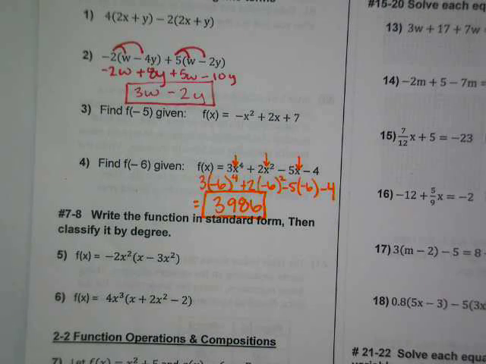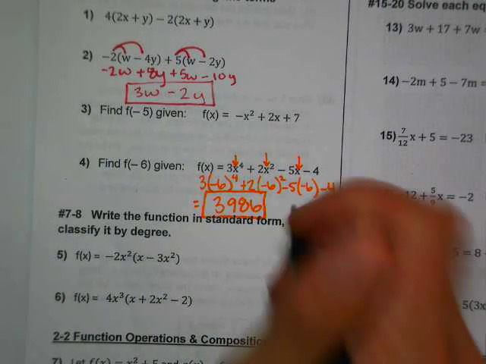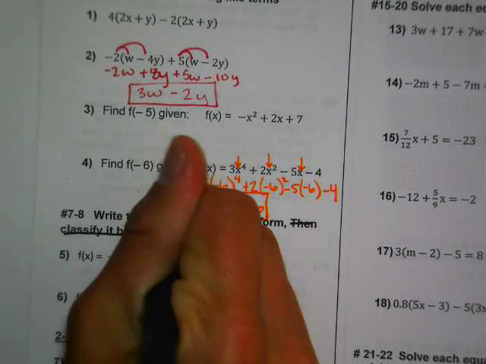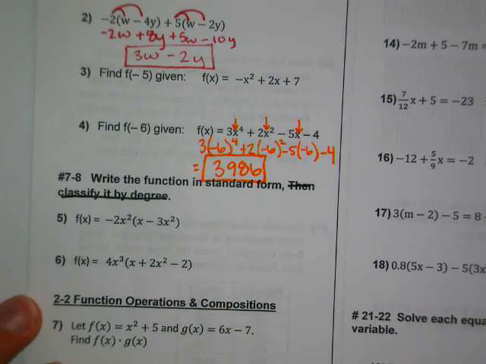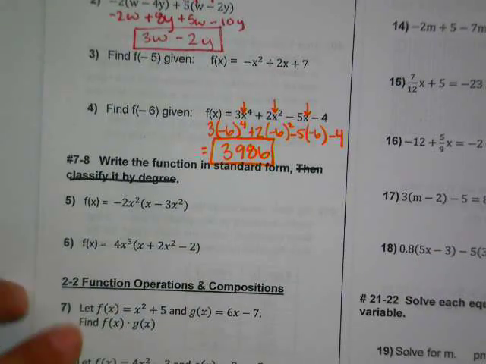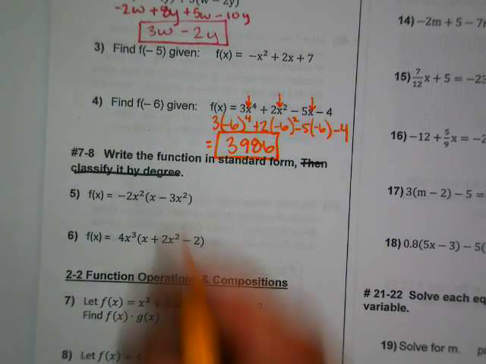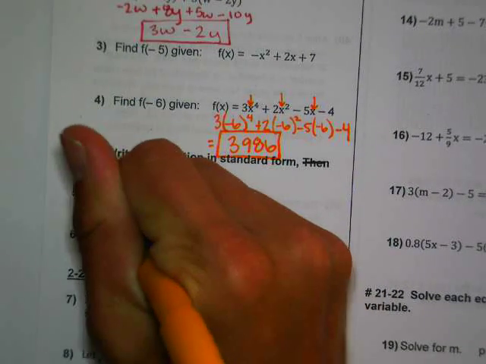All right, the next group says write the function in standard form, then classify it by degree. Don't worry about classifying by degree. It's not on your test. So I just want to simplify this and make sure it's in standard form. So I'm going to do number 6. I'm going to distribute out the 4x cubed.